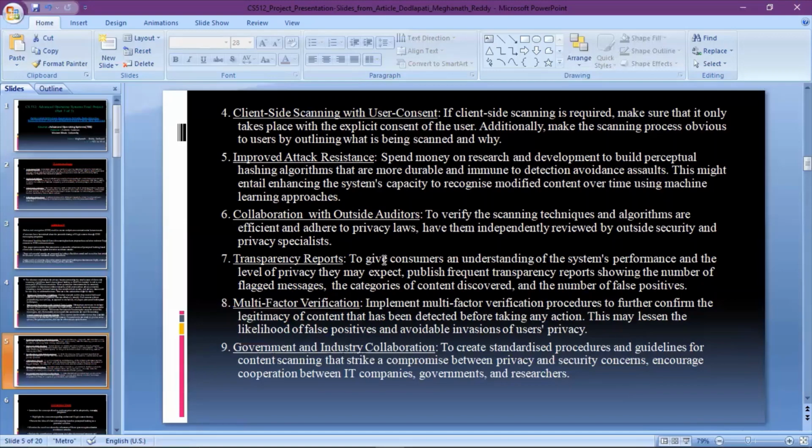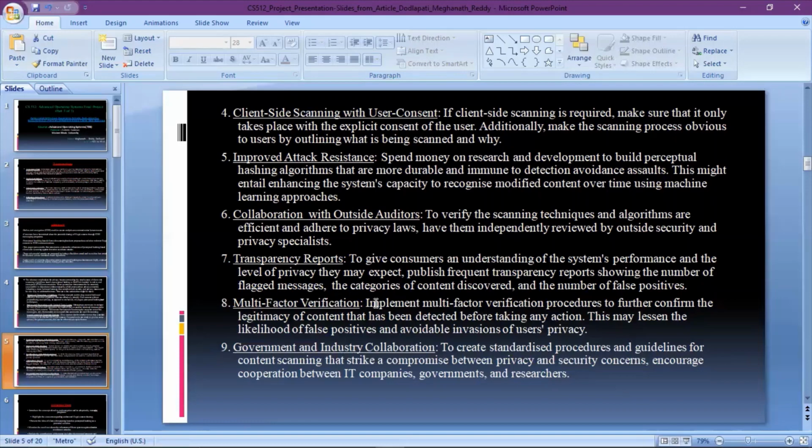Next method is multi-factor verification. Implement a multi-factor verification process to further verify the legitimacy of flagged content before taking any action. This can help reduce false positives and unnecessary intrusions into privacy. Multi-factor verification we can see in most of the apps today, like Facebook.